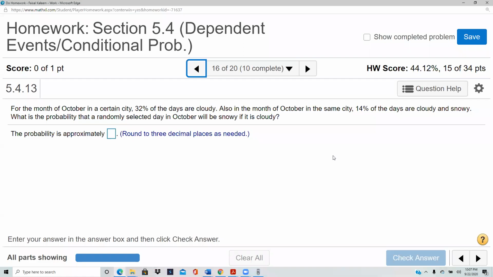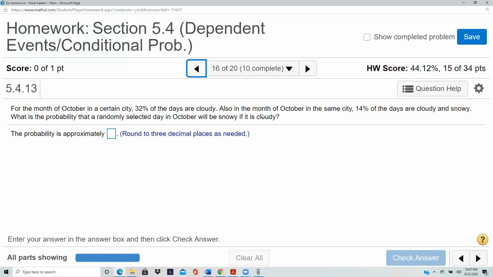For the month of October, 32% of days are cloudy, and 14% are cloudy and snowy. What's the probability that a randomly selected day in October will be snowy if it is cloudy? The word "given" is not present here directly, but it's present indirectly, because saying "snowy if it is cloudy" is the same as "snowy given that it's cloudy." So we want snowy given cloudy.